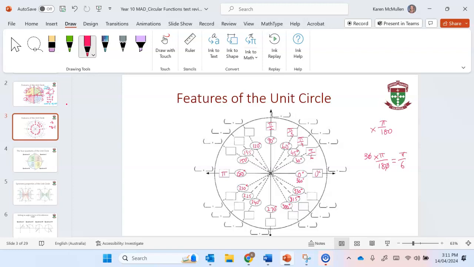And then we continue around. So for 120 degrees, we can go 120 times pi on 180. Just simplifying 12 on 18. So what's that? 2 pi on 3.